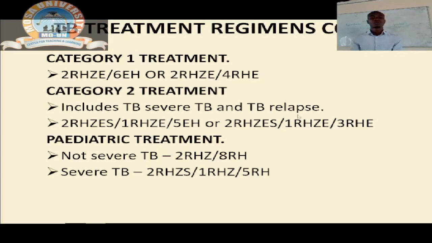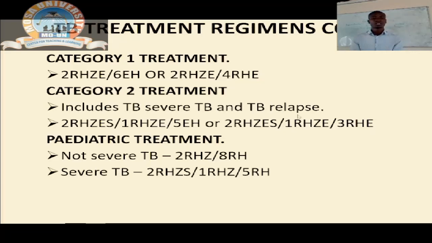Category 2 treatment includes people with severe TB, those with TB relapse, or those who have extrapulmonary tuberculosis. For the first 2 months we give rifampicin, isoniazid, pyrazinamide, ethambutol, and streptomycin. Then for 1 month you give rifampicin, isoniazid, pyrazinamide, and also ethambutol. Then the last 5 months you give isoniazid and ethambutol. That adds up to 8 months.